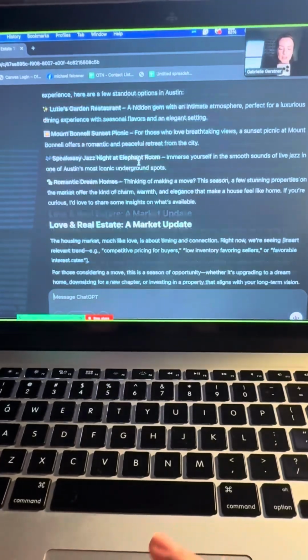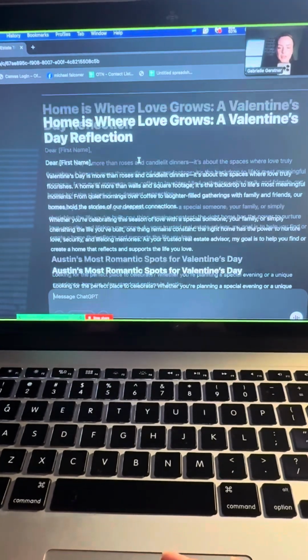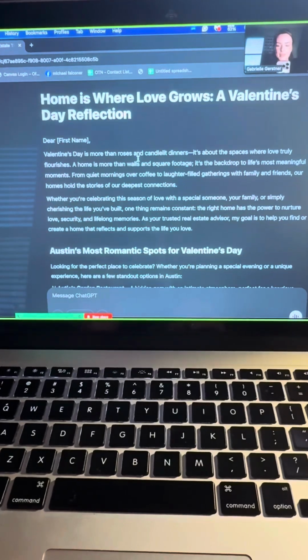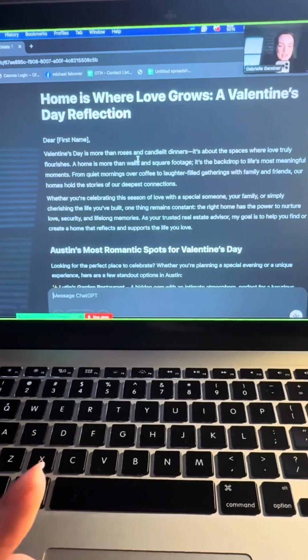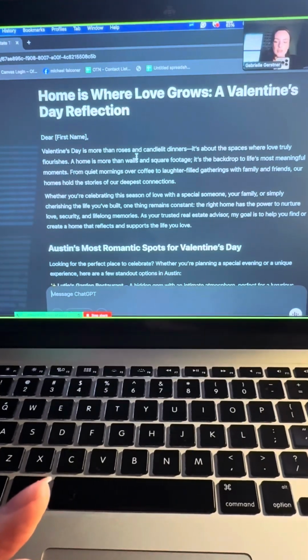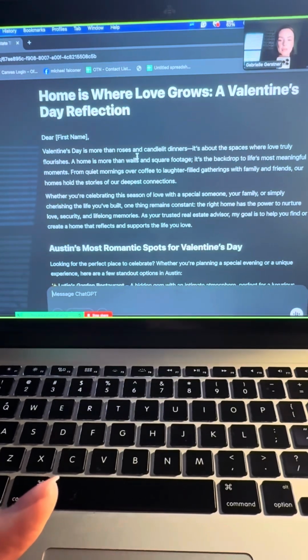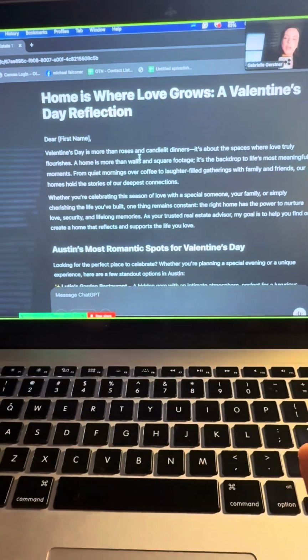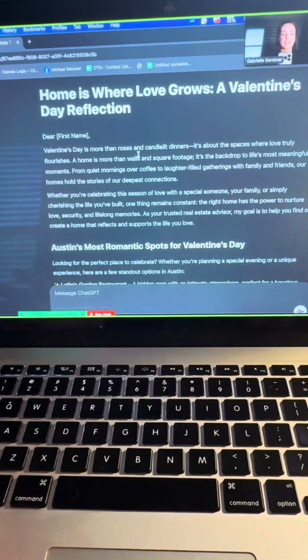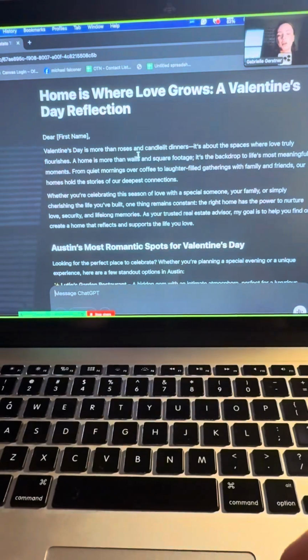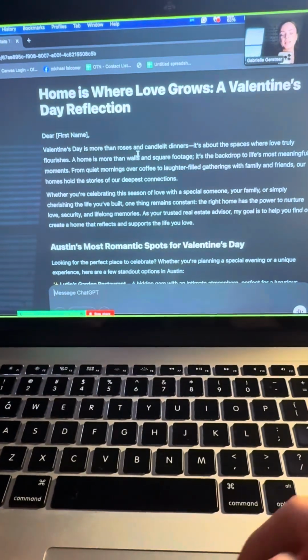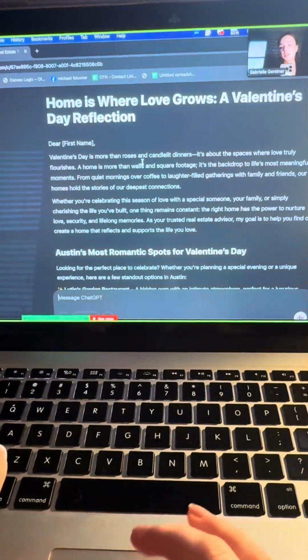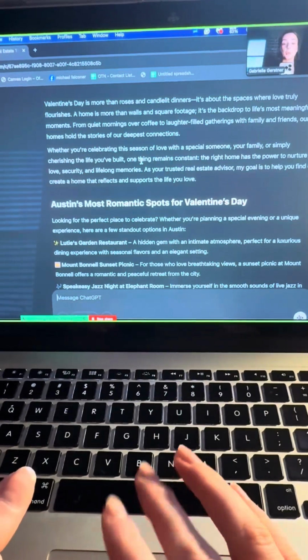Now we're going to go back up here. We're going to read this newsletter. Valentine's Day is more than roses and candlelit dinners. It's about the spaces where love truly flourishes. A home is more than the walls and the square footage. It's a backdrop to life's most meaningful moments, from quiet mornings over coffee to laughter-filled gatherings with family and friends. Our homes hold the stories of our deepest connections. So cute. Okay, so they started us really warm.